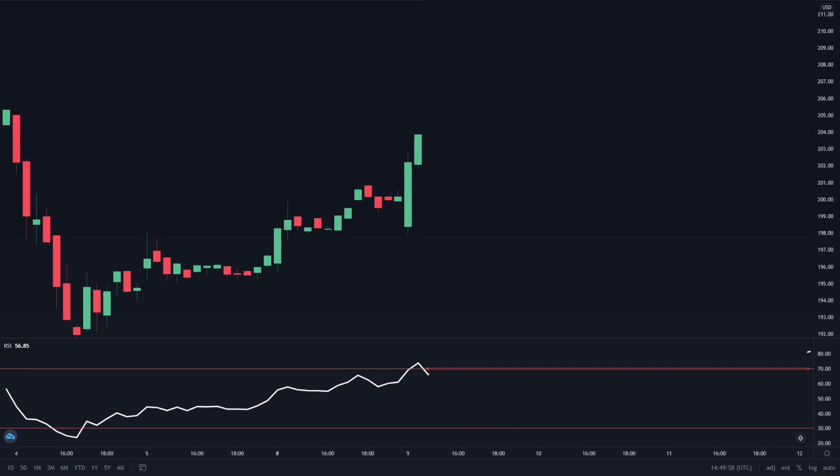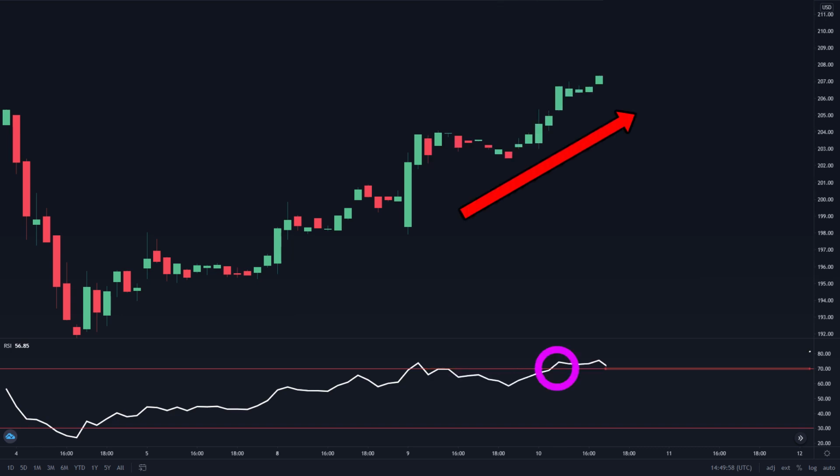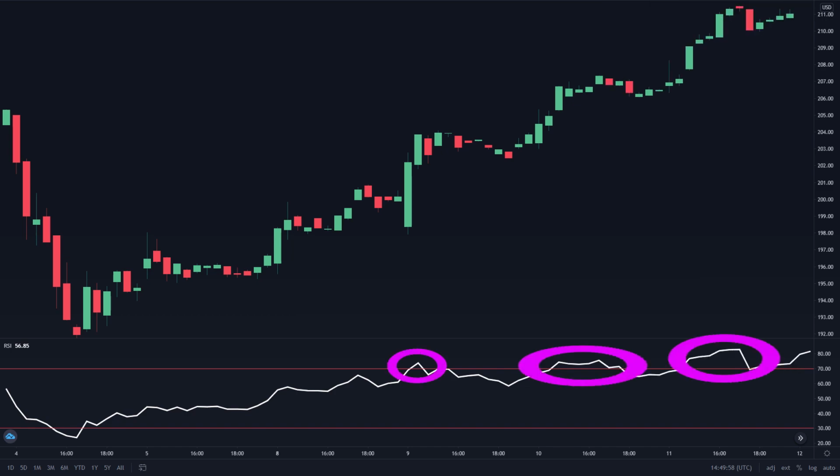The price instead pushes further to the upside and the RSI went to overbought levels again. So just because the price is overbought doesn't mean it's going to reverse down to oversold. Prices can stay at overbought and oversold levels for long periods of time.